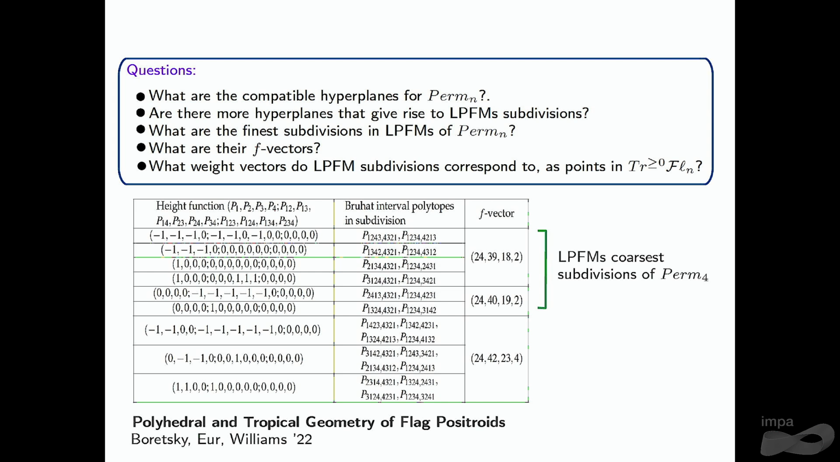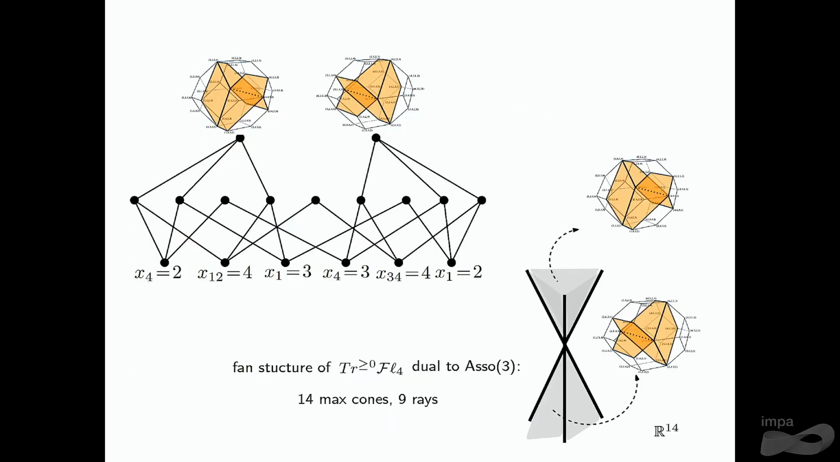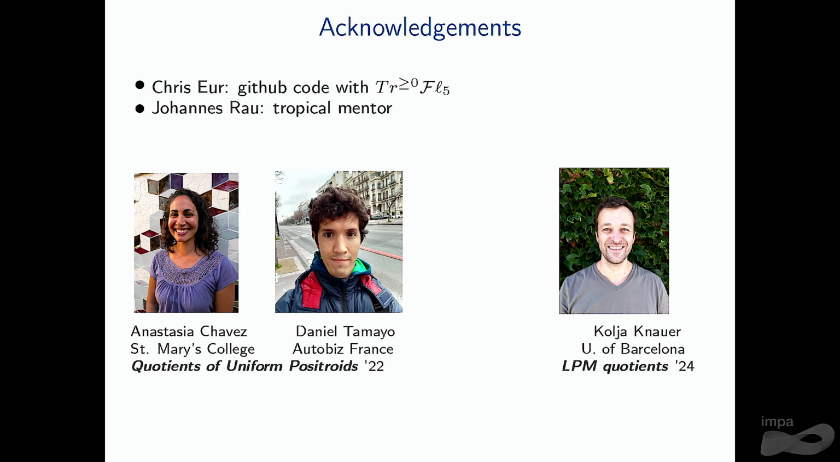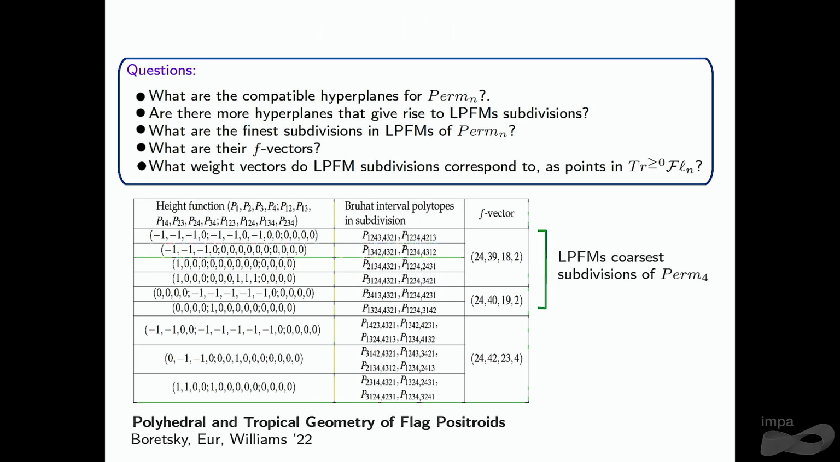So I would like to understand and bring all of this to the tropicalization of the flag variety. And so this last picture, just to give you more context, in the paper of Boretsky, Williams, and Eur that I just told you about, they describe this fine structure on the positive tropical flag variety for n=4. And this fine structure has 14 maximal cones and 9 rays. The 9 rays are these 9 coarsest subdivisions.